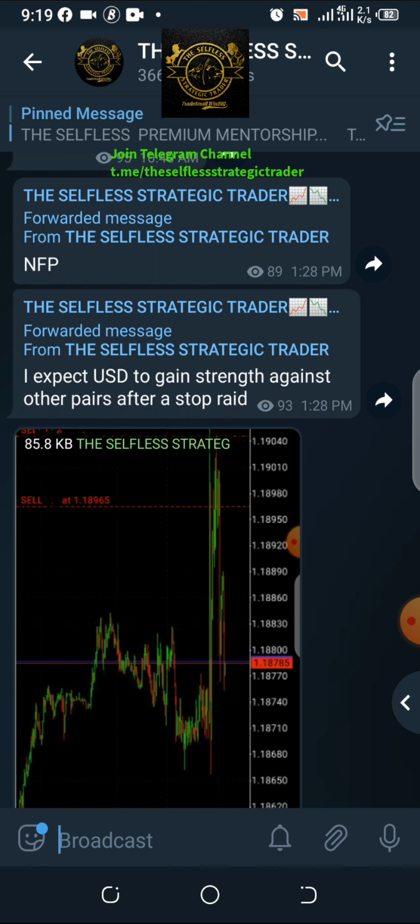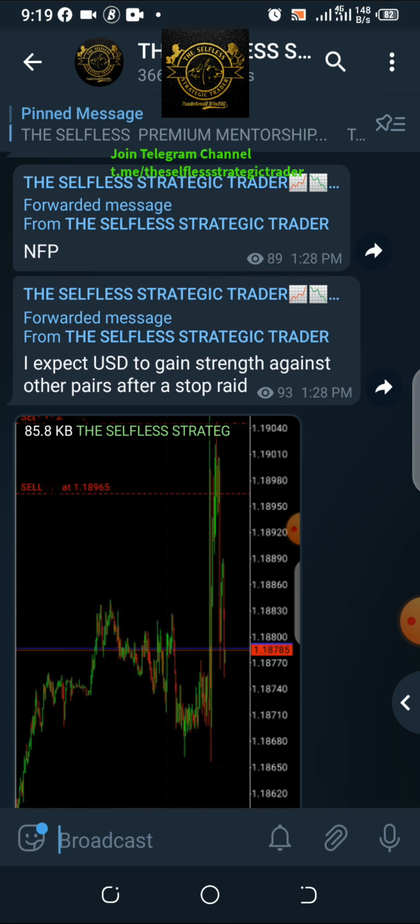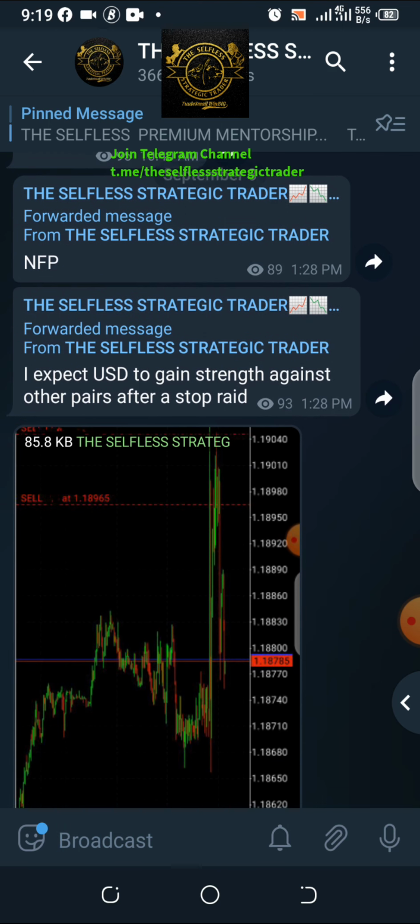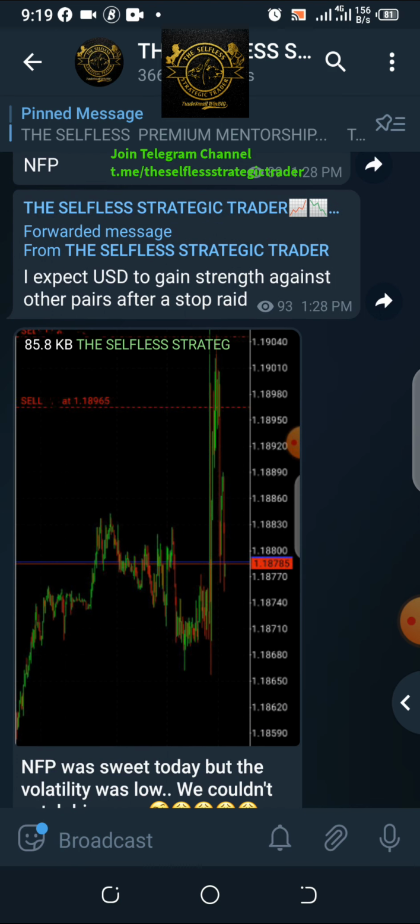That means if USD is the base currency, like USD CAD, if USD comes first, I want to buy USD. And if USD comes as a quote currency, something like EUR USD, that means I want to be selling Euro and buying USD, because I expect USD to gain strength.